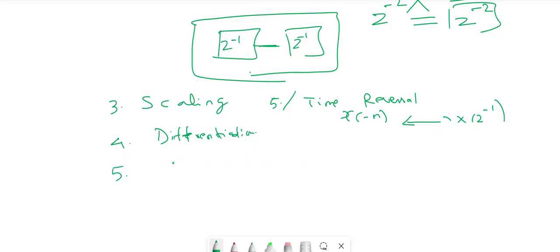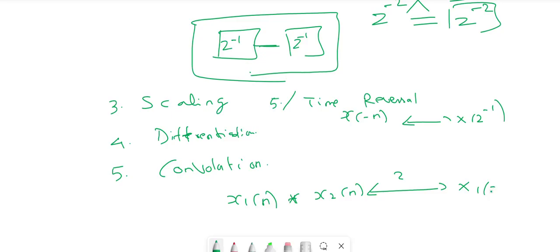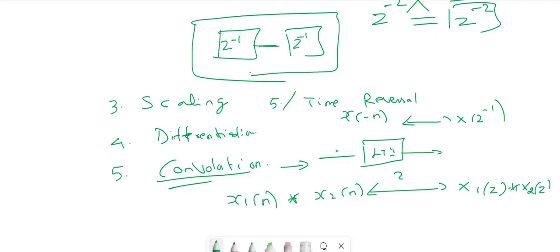Then the convolution property. What do you mean by convolution? x1 of n convolved with x2 of n, take Z transform, then it becomes x1 of z into x2 of z. If the question is to find the response of the LTI system, y of n, with input x of n and impulse response h of n, you can convolve x of n with h of n, and in the Z domain it is x1 of z into x2 of z.